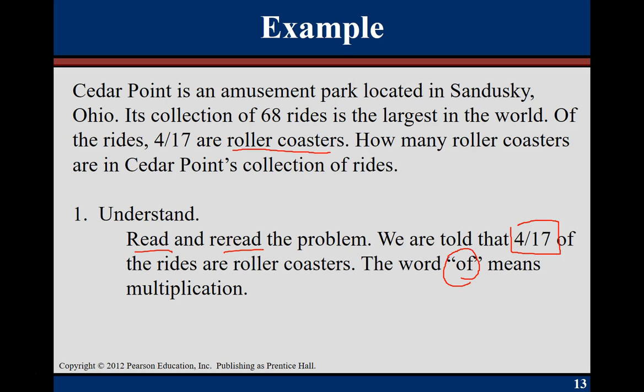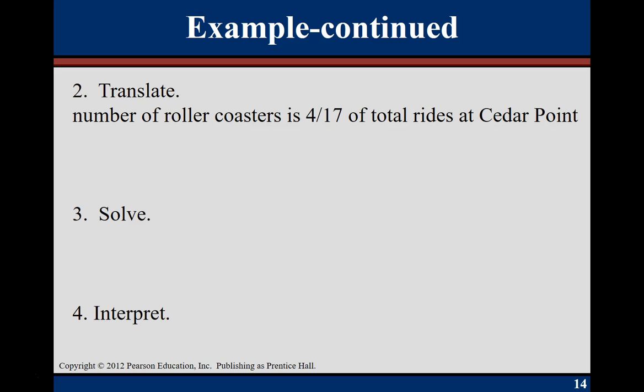Of means that we're going to need to multiply. So 4/17 of all of the rides, of which there are 68. 68 is a whole number. So I'm going to need to put an invisible 1 underneath there. 4 times 68, well, 68 times 4. 8 times 4 is 32, and you need to carry the 3. 24 is 6 times 4. Add on the other 3, and I have 272.